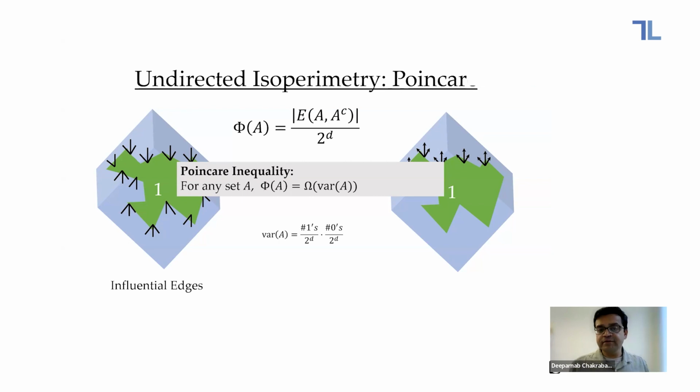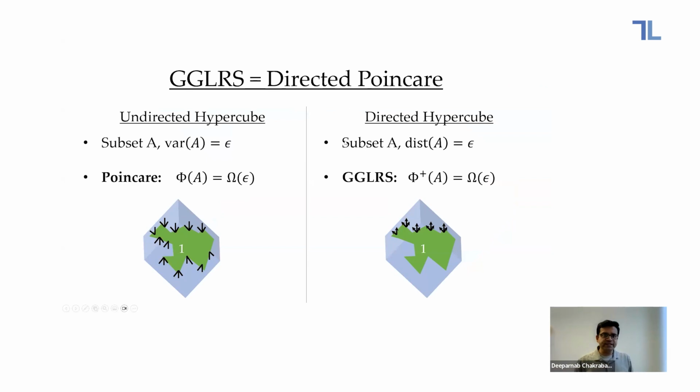And it's a sort of folklore theorem. It's called the Poincare inequality because it's a simple case of a much more general thing: this edge boundary is always at least the size of the set. It's some sort of an expansion theorem. So this has been known, and what I'd like to impress upon you is that this theorem that Goldreich et al. proved is an expansion for directed graphs in some sense.